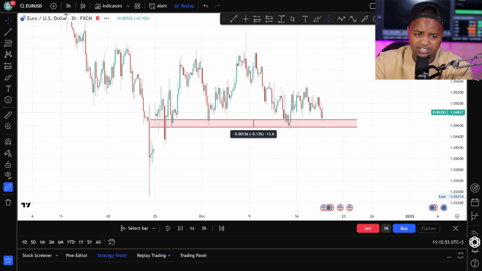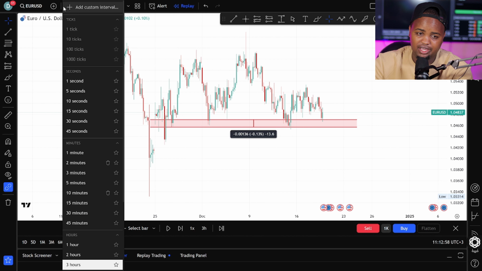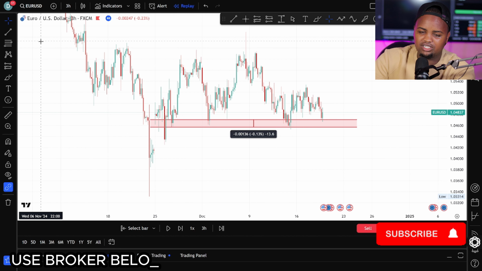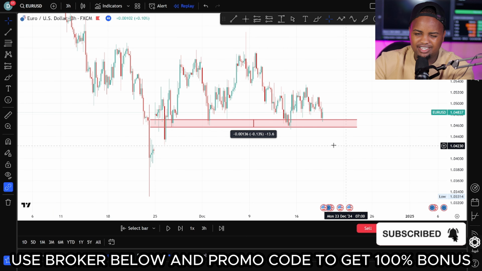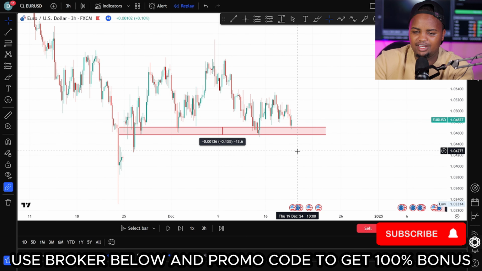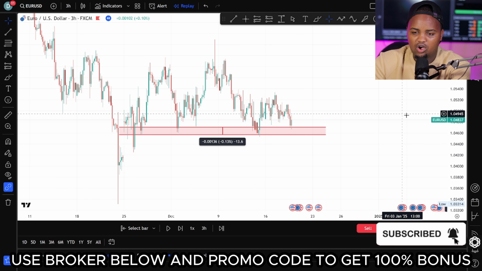One thing that you can notice here, I'm in the 3-hour time frame, and to change this, you can just come here and change it on TradingView. So that is step number one. The next step is to identify the demand or supply zone on your chart.